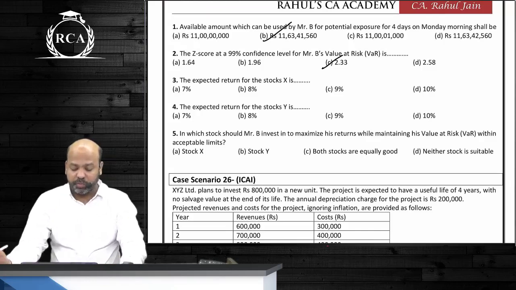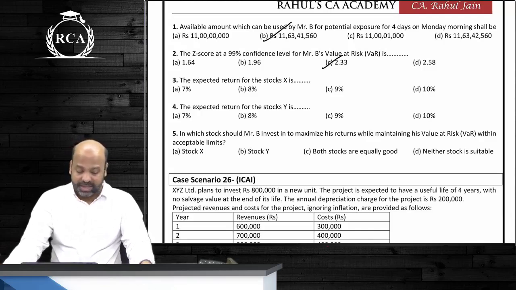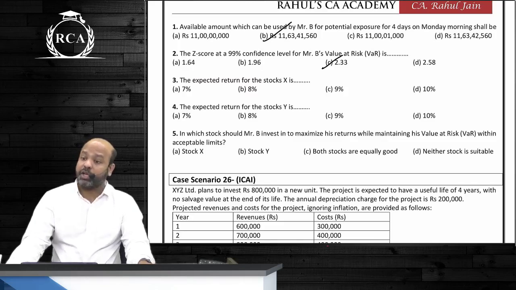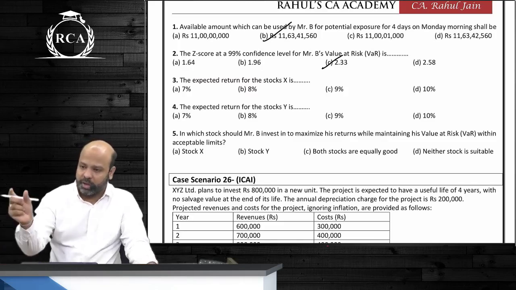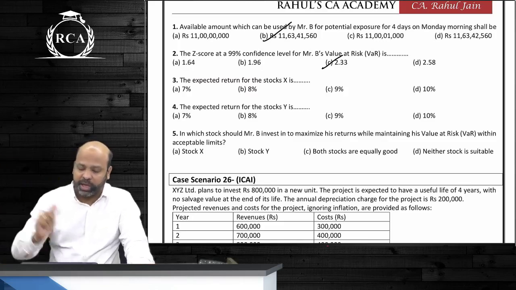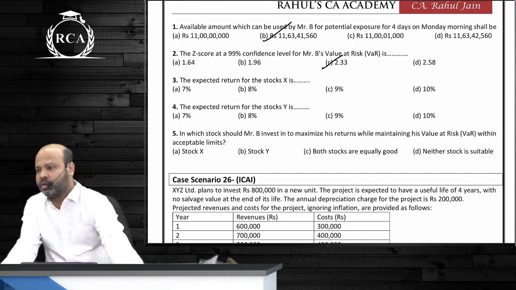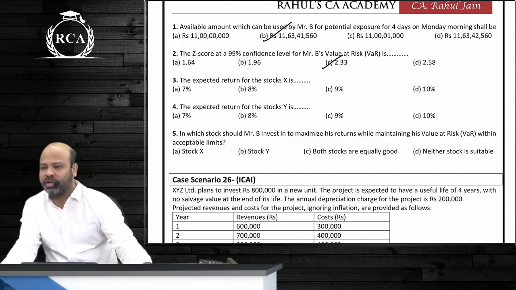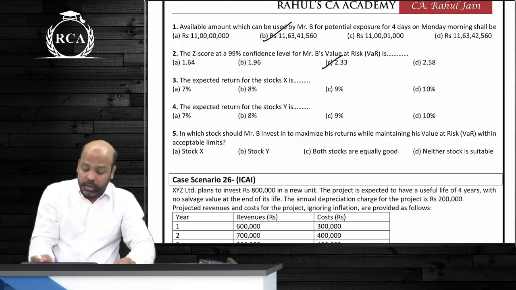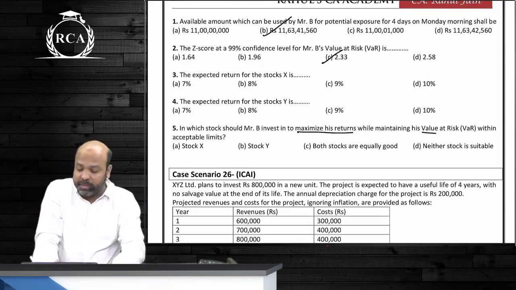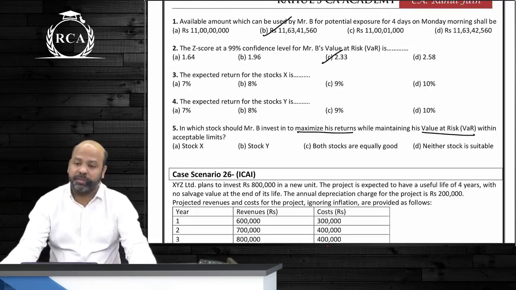In which stock should Mr. B invest to maximize his returns while maintaining his VAR within acceptable limits? The same question in our class, beta, was: in which stock can you invest higher? मतलब VAR कम रह के ज़्यादा ट्रेड कर सकते हो. यहाँ पे, beta, the answer should be based on coefficient of variation. उतना लिख लो बस है. Answer should be based on you have to maximize returns while maintaining risk. So that is why the answer should be based on coefficient of variation.